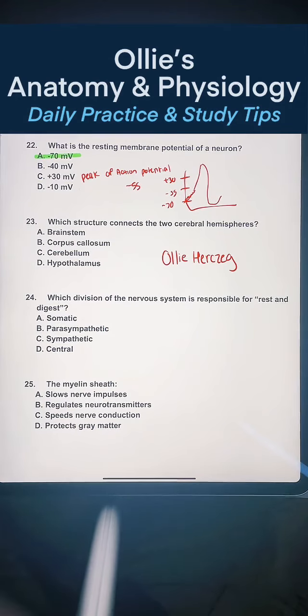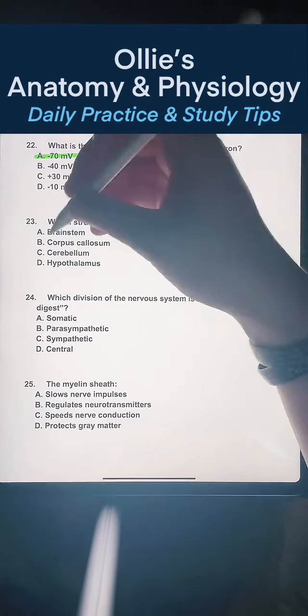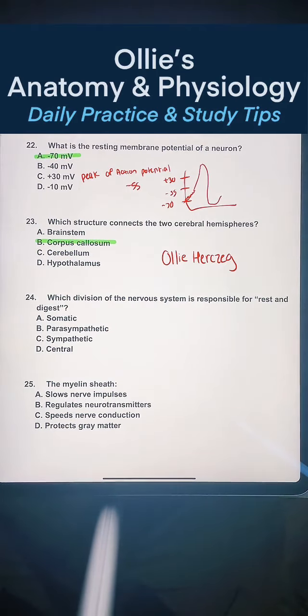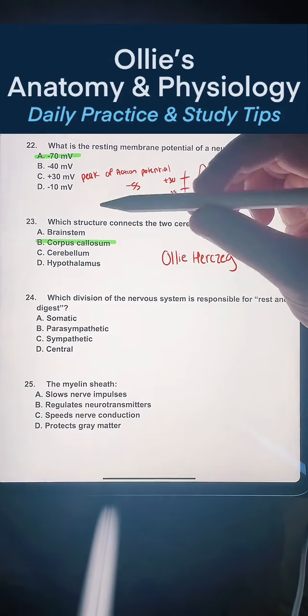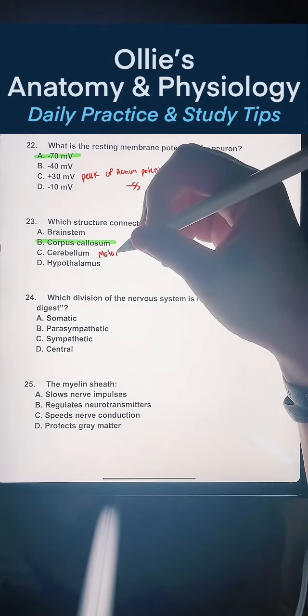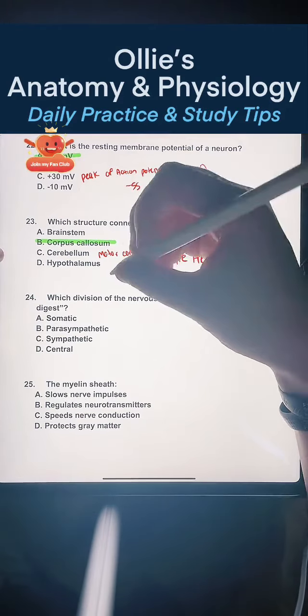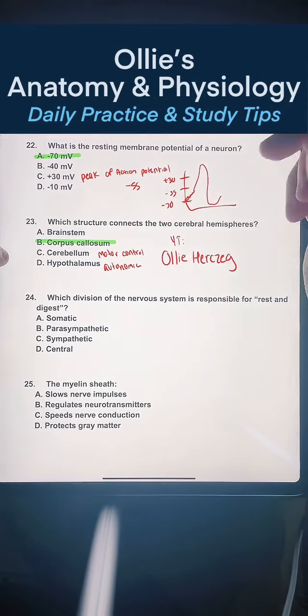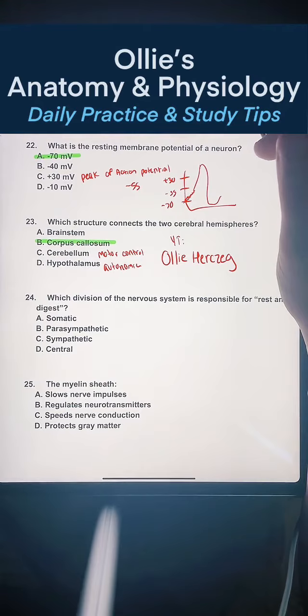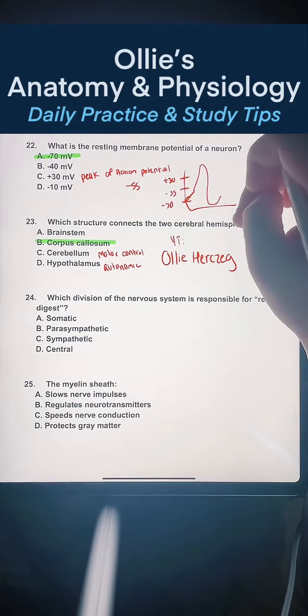Number 23, what structure connects the two cerebral hemispheres? The answer is B. It is the corpus callosum. The corpus callosum is that thick band of axons and nervous tissue that allows for communication between the two cerebral hemispheres of your brain. Your brain stem is what connects your brain to your spinal cord. Your cerebellum is part of your motor control. Hypothalamus is a lot for autonomic functions, homeostasis. It's going to be for temperature regulation and hormone regulation. It's kind of like your master regulator.